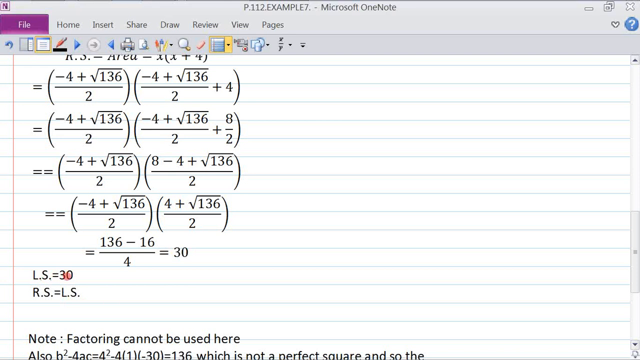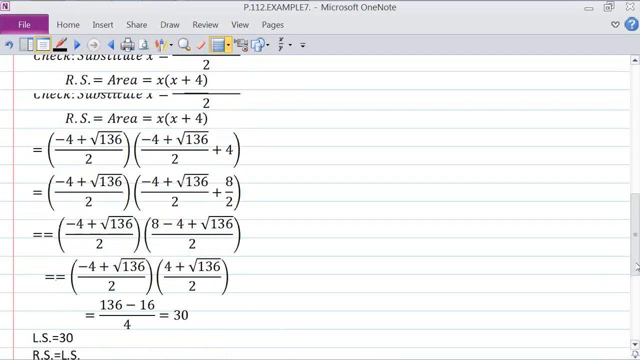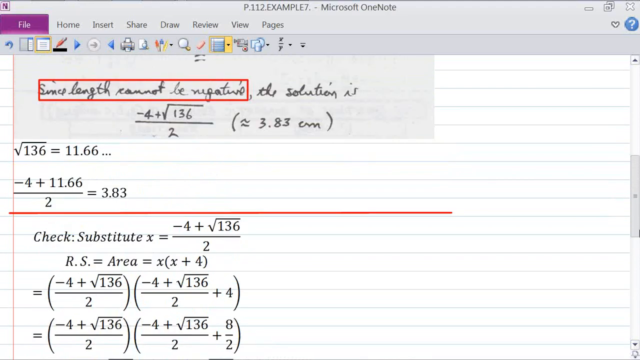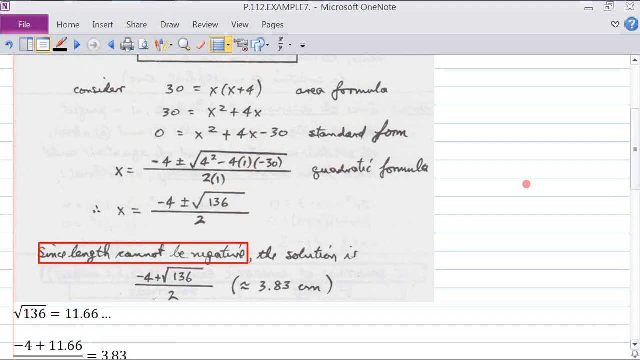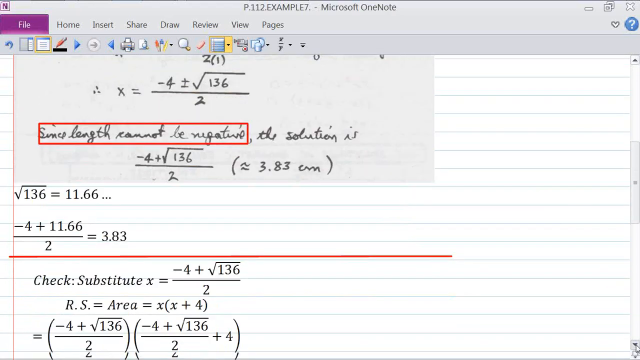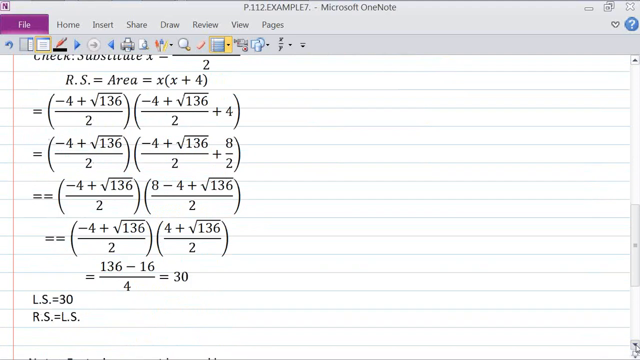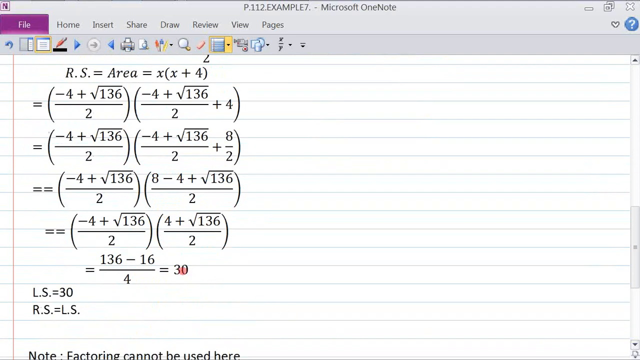The left side is 30, and the right side, if you go back over here, let's go back to the equation right here. Right, left side is 30, and we found that the right side is 30. So we started with the right side. We found it was 30. The left side was 30, so the left side equals the right side.